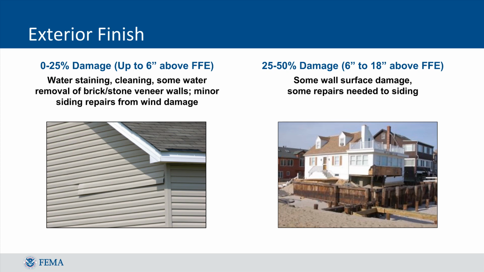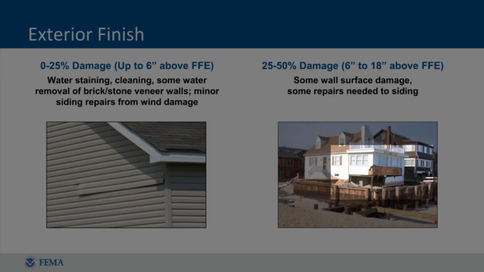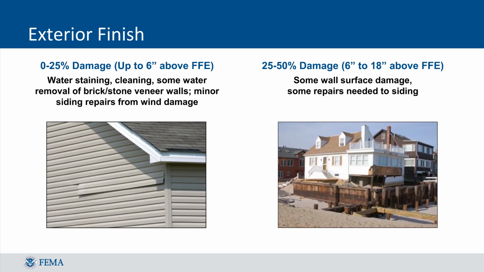In this example, there is a more significant portion of the outside siding that has been blown off the structure, indicating more moderate levels of damage. Overall, much of the exterior remains in place, but probably over 25% of the exterior has been damaged, so the structure would fall into the 25 to 50% range.